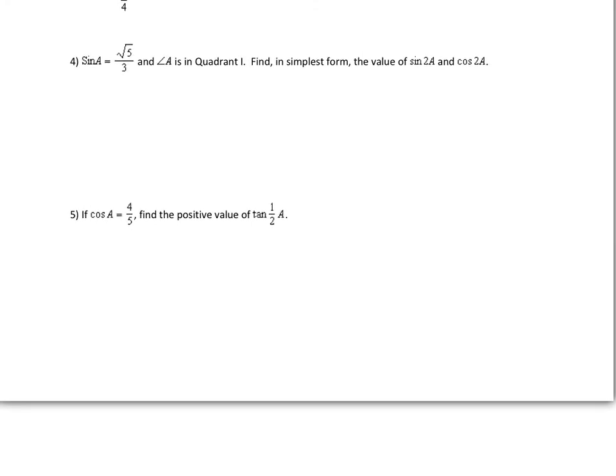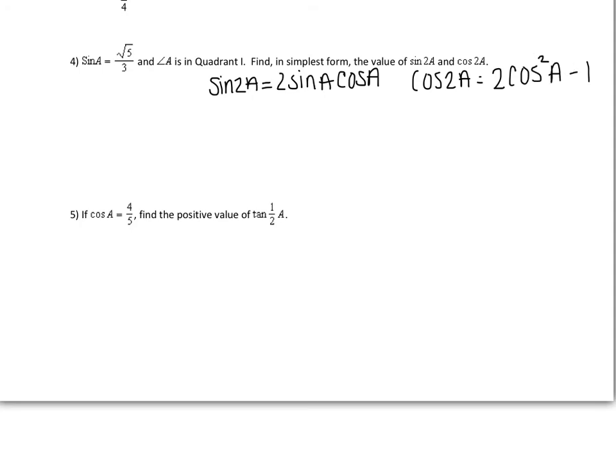For example 4, they want the value of sine 2A and cos 2A. The first thing that I'm going to do is write the formulas down. So sine 2A is 2 sine A cos A. And cos 2A, well, there's 3 formulas for this one. The one that I'm going to pick could be different than the one that you pick, but you will still get the same answer. So I decided to pick 2 cos squared A minus 1.